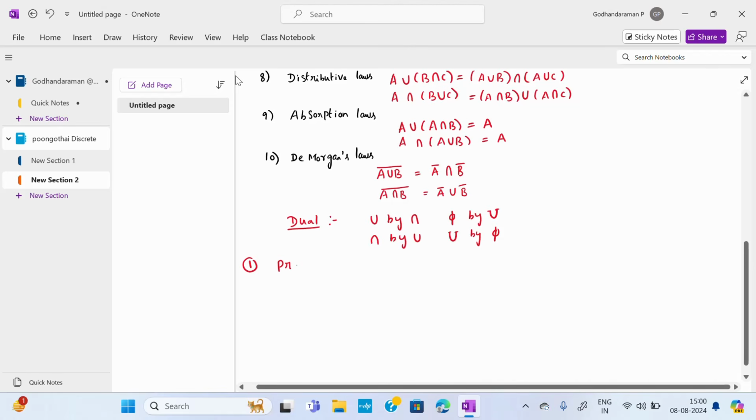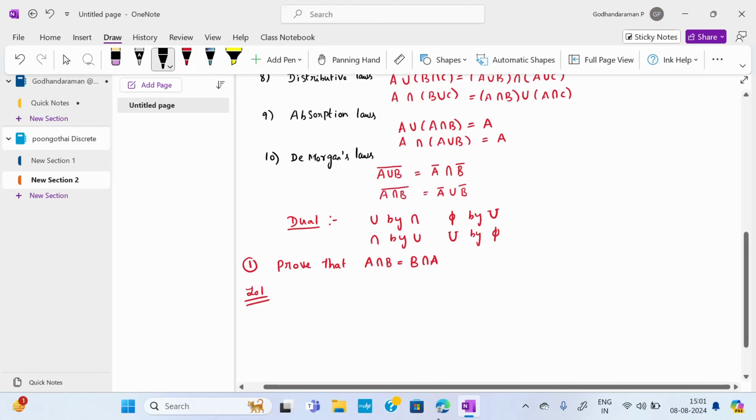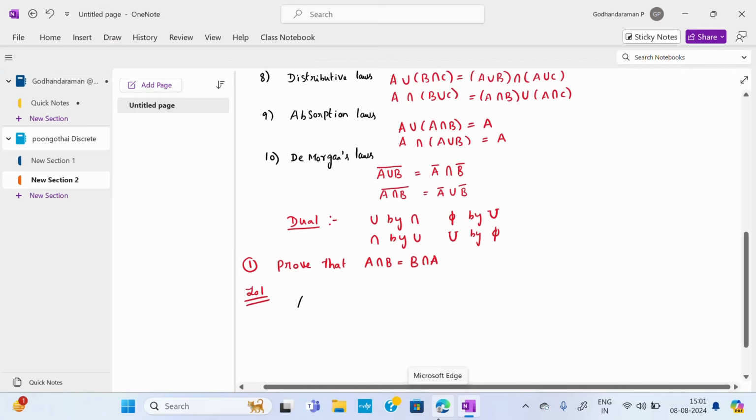Prove that A intersection B equal to B intersection A. So the question is we have to prove it by set definition. A intersection B equal to B intersection A. So first I will take the left hand side, A intersection B. So A intersection B is nothing but I will write the definition for set. Set of all x such that x belongs to the full question, whatever the full question I have to write.